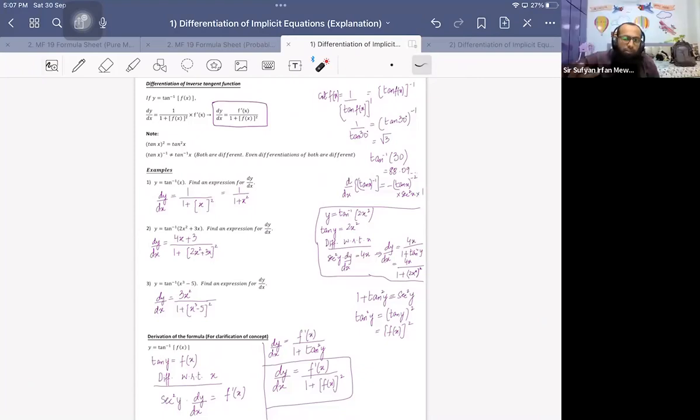Alhamdulillah, everyone is clear and done till here, right? So, alhamdulillah, the explanation of implicit differentiation has been completed.